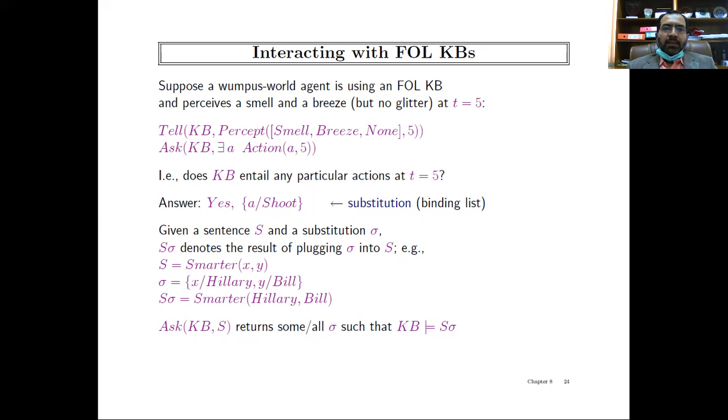So the question is, does the KB entail any particular action at t is equal to 5? That is important. Is there any action which a KB can take at that particular time? Let's assume for a moment that the best action here is to shoot, because there is no other action, or all the navigation or other possibilities have been explored. So the answer will be that at the given point in time, the best action A is shoot. And obviously it means that A, which is a variable, is replaced by shoot. That is called a substitution, which is available from the binding list.